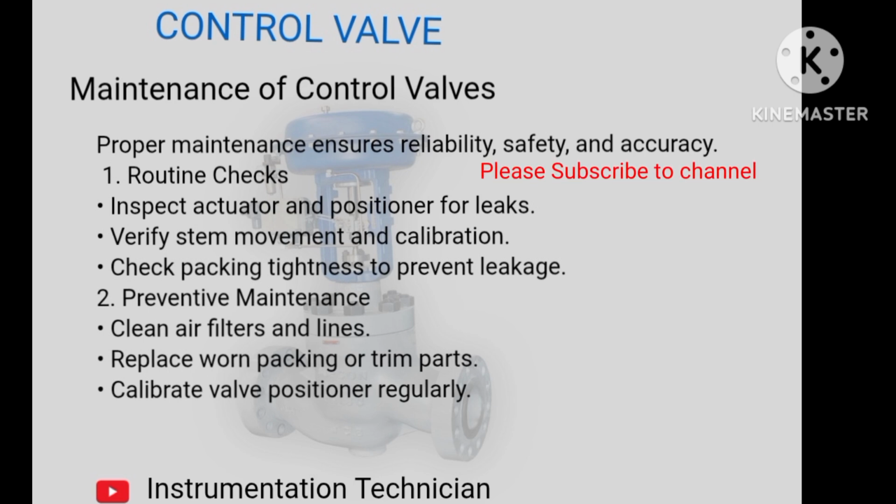1. Routine checks. Inspect actuator and positioner for leaks. Verify stem movement and calibration. Check packing tightness to prevent leakage. 2. Preventive maintenance. Clean air filters and lines. Replace worn packing or trim parts. Calibrate valve positioner regularly.